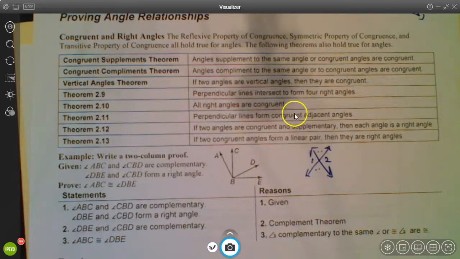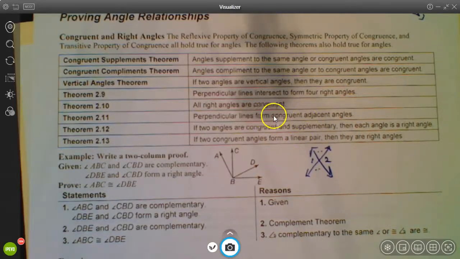So if I see that I have 2 right angles, and in my proof I want to say that they're congruent to each other, my reason is going to be this: all right angles are congruent. Right, so we're not going to use names for some of these. We're just going to simply state what the theorem states. Perpendicular lines form congruent adjacent angles, and that would make sense because they're all 90 degrees. They're all right angles, so they would have to be congruent adjacent angles.